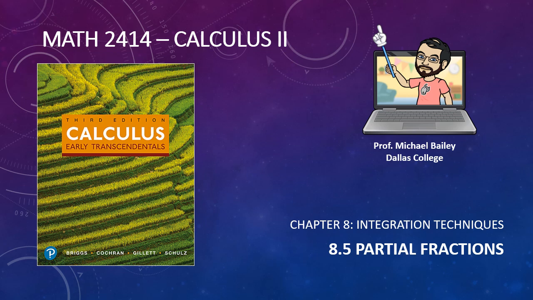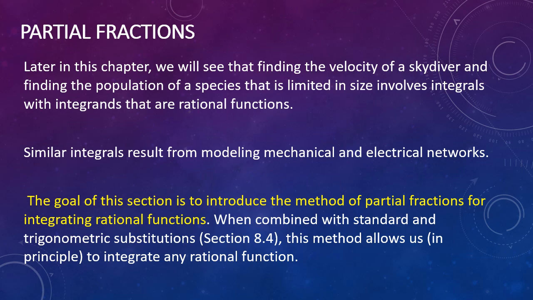Welcome to section 8.5 of chapter 8, where we're going to be looking at partial fractions. This is a method that will help us integrate rational functions. Later in this chapter, we will see that finding the velocity of a skydiver and also finding the population of a species that is limited in size involves integrals with integrands that are rational functions.